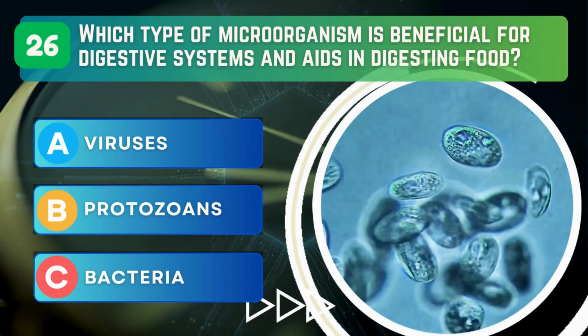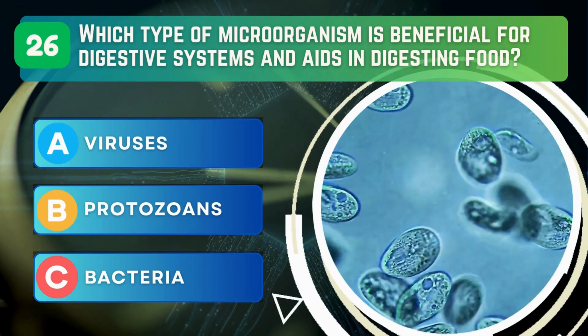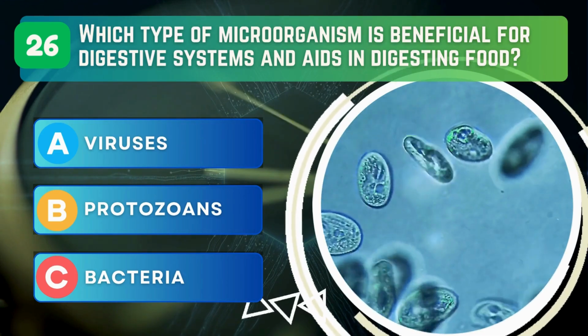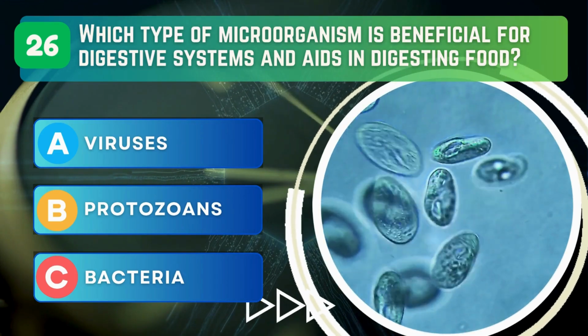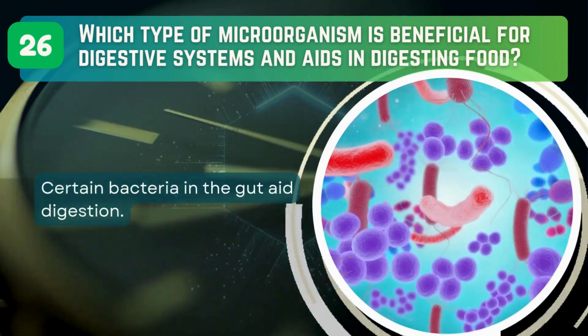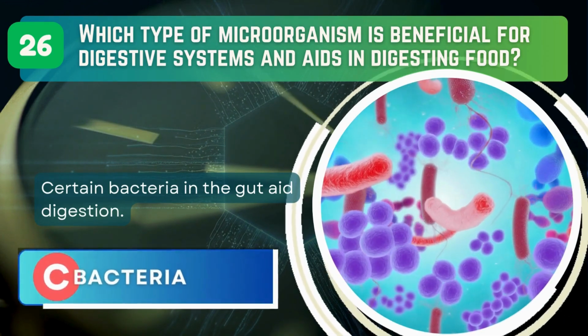Which type of microorganism is beneficial for digestive systems and aids in digesting food? Bacteria. Certain bacteria in the gut aid digestion.